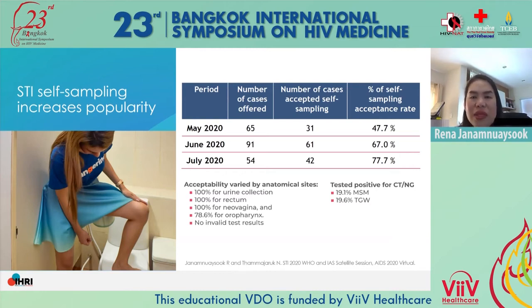You can see that the percentage of self-sampling acceptance rate increased over time in each month. And we have seen 100% acceptability varied by anatomical site, which includes 100% for urine collection, rectum, and neovagina. And so far, we have seen no invalid testing result. It's very interesting to see that we have seen a very high positive rate for chlamydia and gonorrhea testing among men who have sex with men and transgender women.